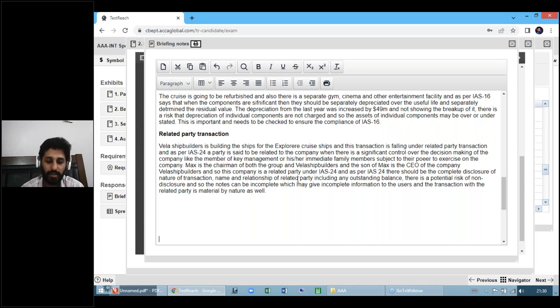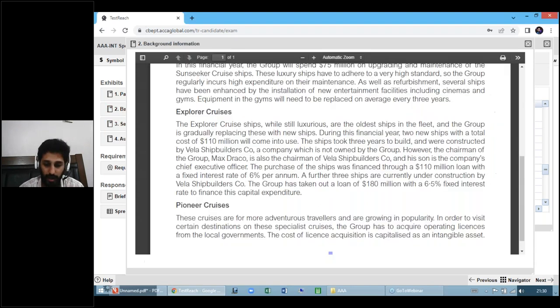Do you understand this thing, why this is a related party and why I have called it a significant risk? Yes, it is the thing. Now let's move ahead to another risk.